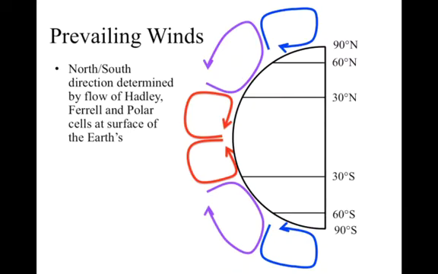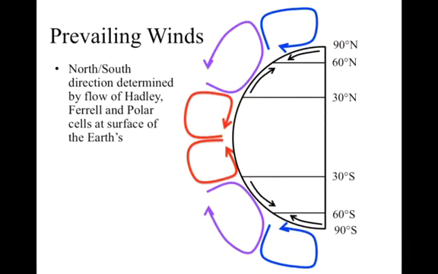So if you can figure out how to draw the Hadley cell, the Ferrel cell, and the polar cell, you can figure out which way the prevailing winds are going to blow, at least north-south, by looking at the direction of those different cells at the Earth's surface. Don't look at what's going on in the stratosphere. Look at what's going on at the Earth's surface because the prevailing winds flow right along the Earth's surface. So what that means is that because those polar cells flow towards the equator, we have the prevailing winds blowing south at the North Pole and north at the South Pole.